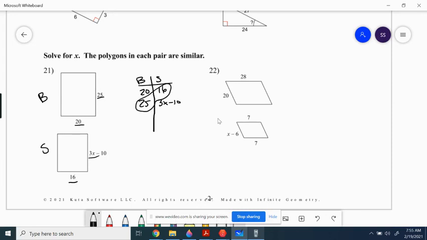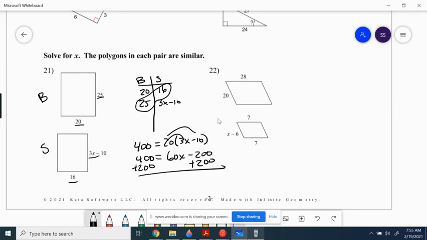25 times 16 is 400. And 20 times 3x minus 10. We need to distribute this out. 20 times 3x is 60x. 20 times negative 10 is negative 200. Drop down the 400. I want to isolate x, so I'm going to add 200 on both sides. And I'm left with 600 is equal to 60x. Divide by 60. Divide by 60. X is equal to 10.